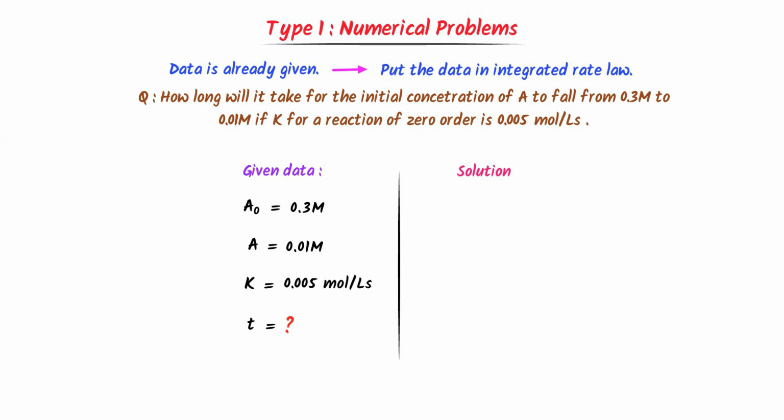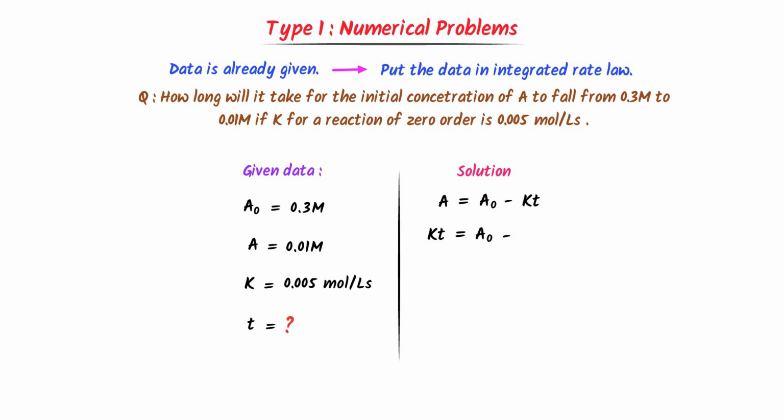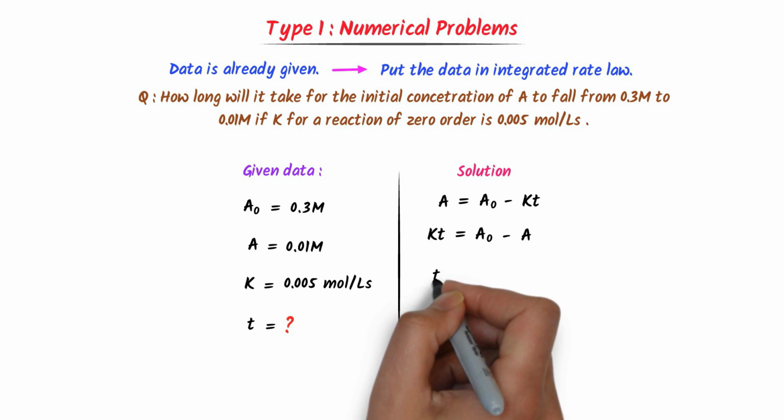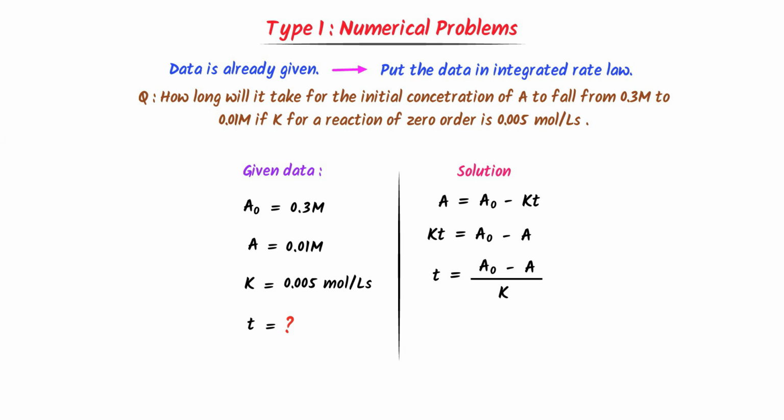According to the integrated rate law expression, A equals A0 minus Kt. Now I shift minus Kt from the right hand side to the left hand side, and I shift A from the left hand side to the right hand side. I get Kt is equal to A0 minus A, or t is equal to (A0 minus A) upon K.